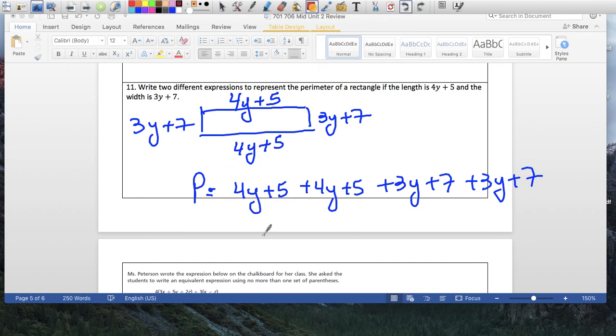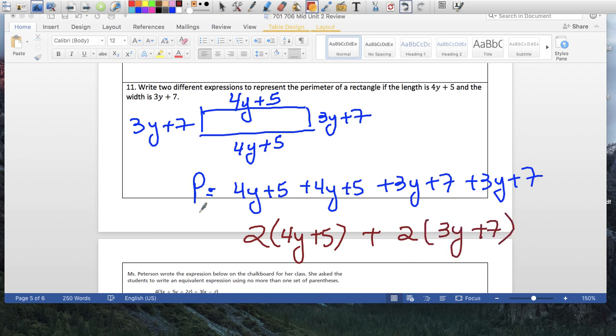We can represent it by 2 times 4y plus 5, plus 2 times 3y plus 7. And then we can even create a third one. If I multiply using the distributive property, I would get 8y plus 10 plus 6y plus 14. And if I combine like terms, I actually get 14y plus 24.